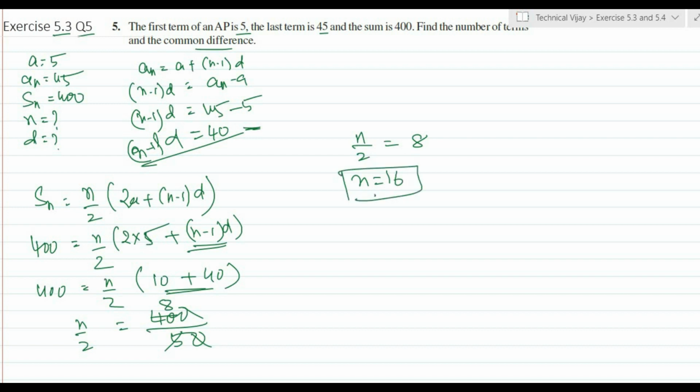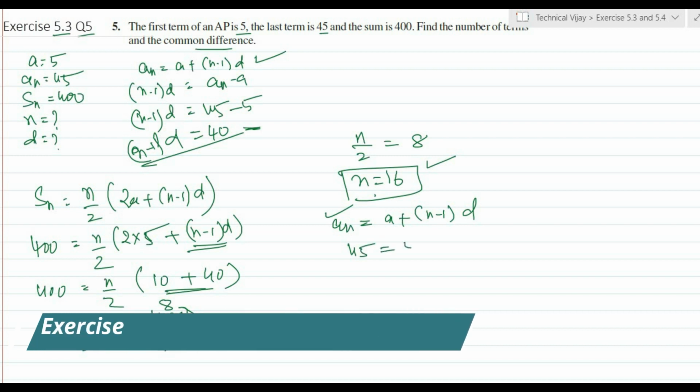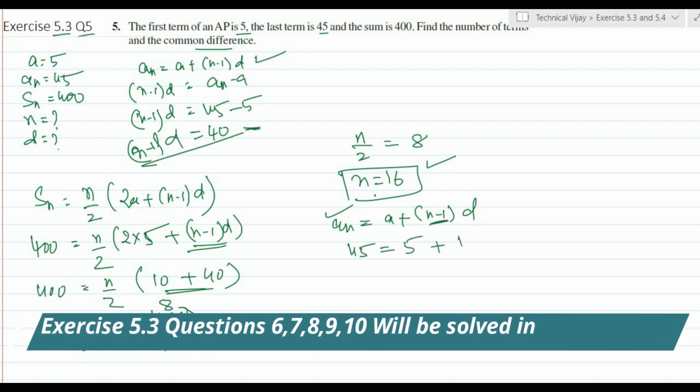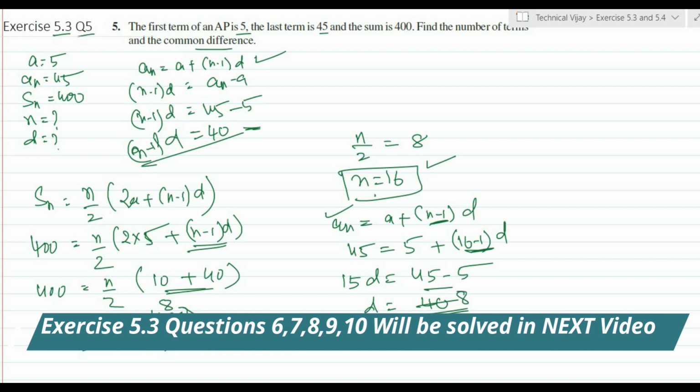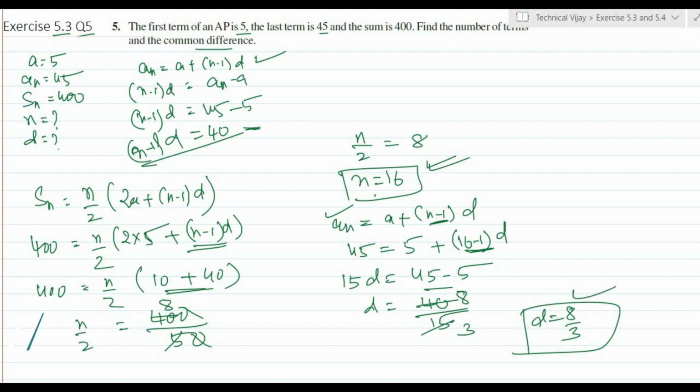Okay. And we got N. So then we have to calculate the common difference. So we will put here AN is equal to A plus N minus 1 into D. So we know AN is equal to what? 45. Okay, is equal to 5 plus, 16 we got, 16 minus 1 into D. So 16 minus 1 means 15, that is 15D is equal to 45 minus 5. So D is equal to 40 divided by 15. So here 5 3s are 15, 5 8s are 40. So D is equal to 8 by 3. So this is the solution. N is 16, D is 8 by 3. Okay, thank you.